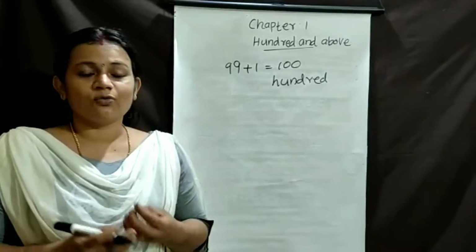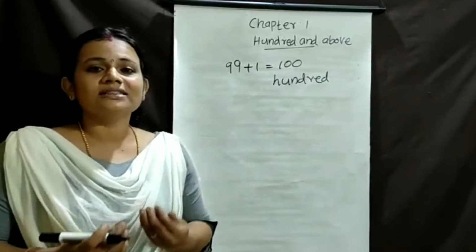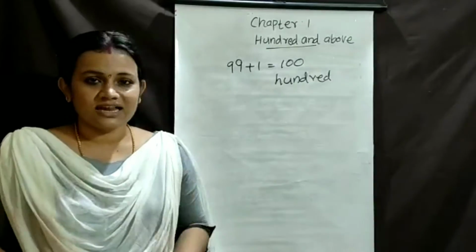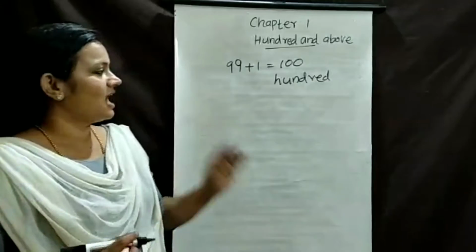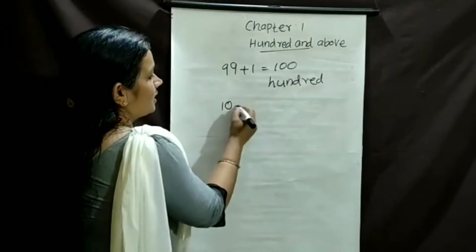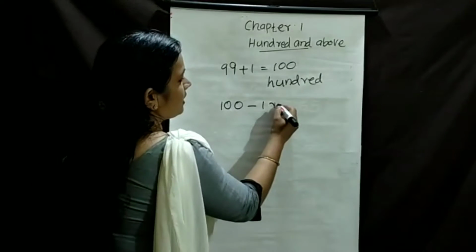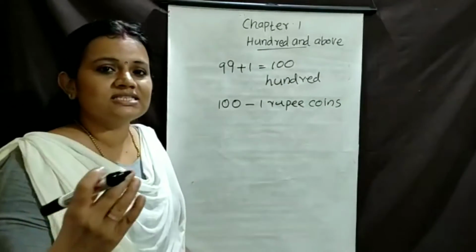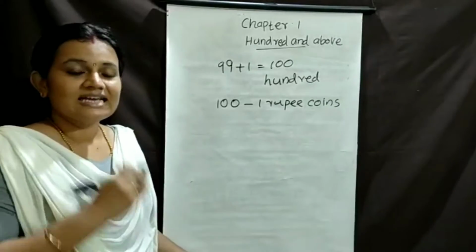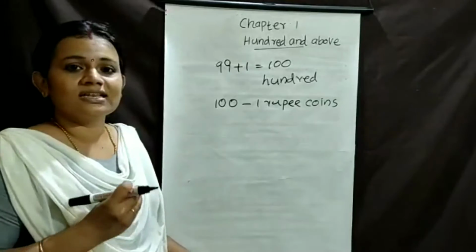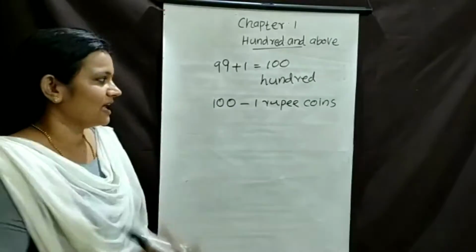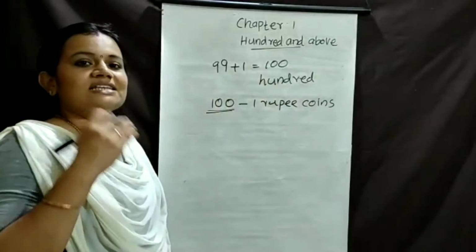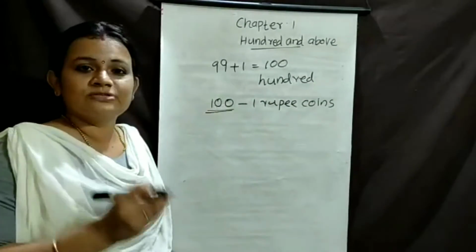Then I will say something. One student, Adira, has 101 one rupee coins. She arranged these coins in groups of 10.